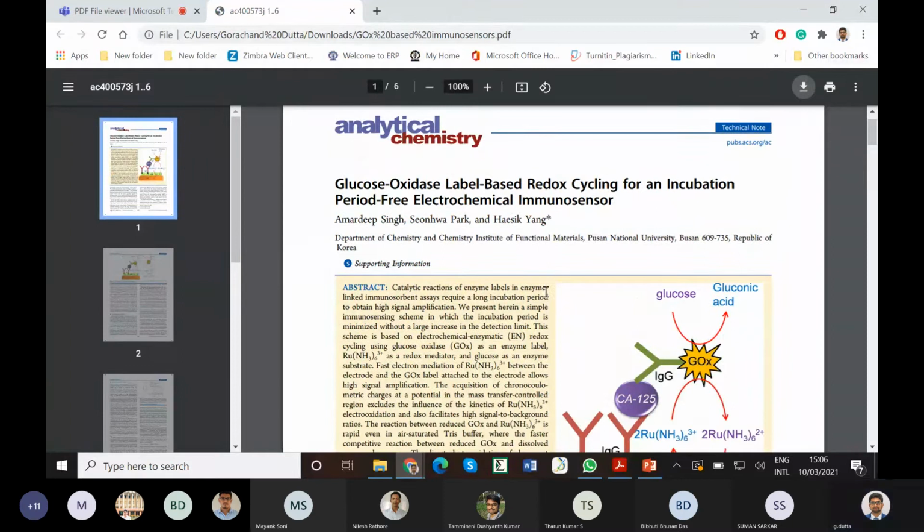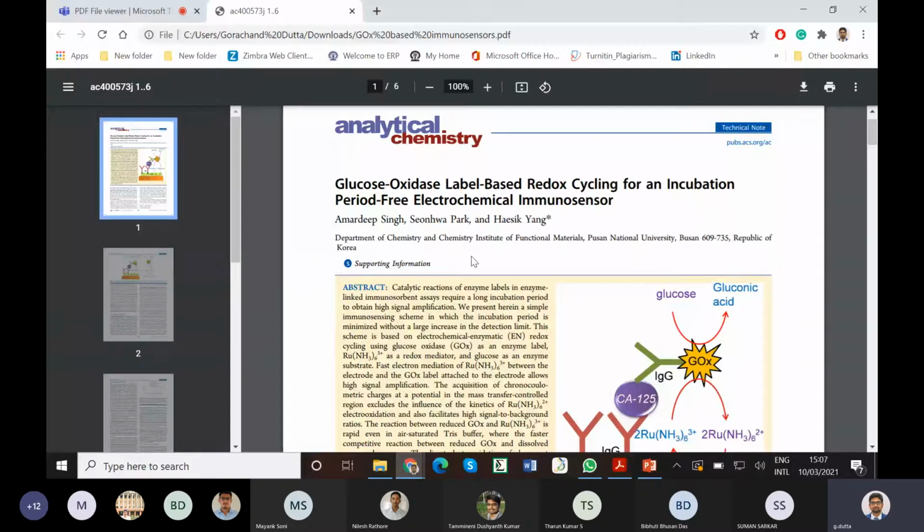See, if you open one paper, how will you start reading? First, when you download the papers, you should have interest in this topic, right? Here you can see the topic is the glucose oxidase label based redox cycling for an incubation period free electrochemical immunosensor. As you know, this title is very much related to our teaching topic, right?